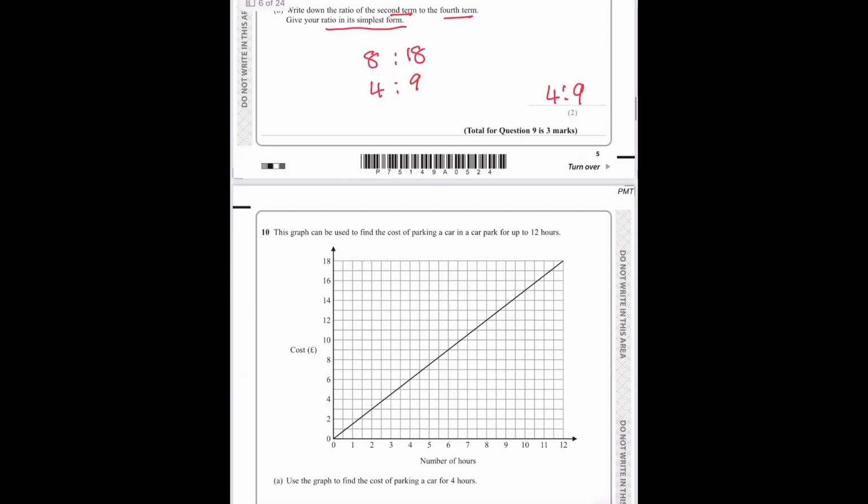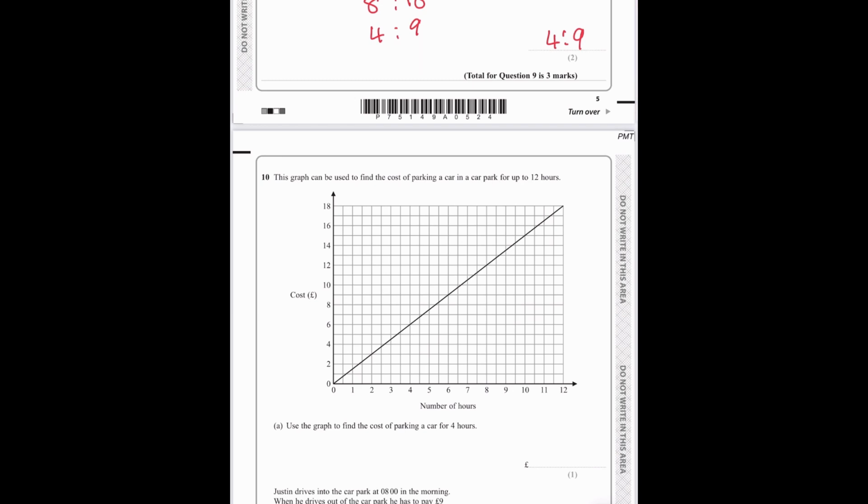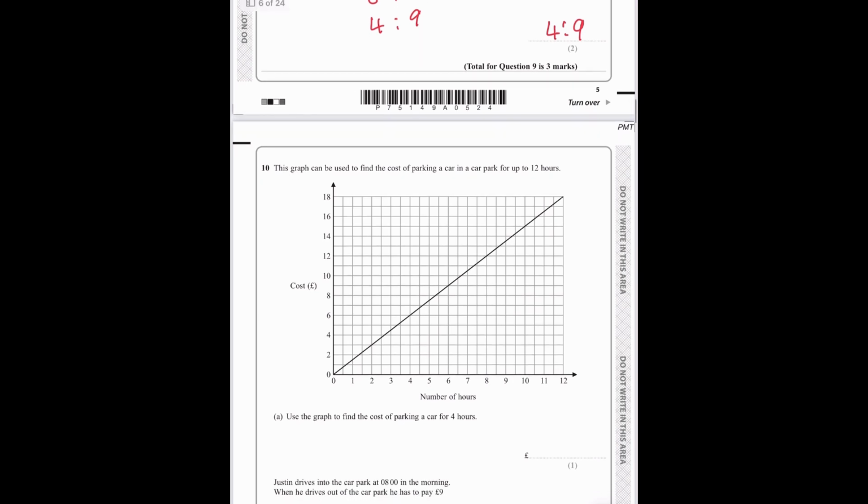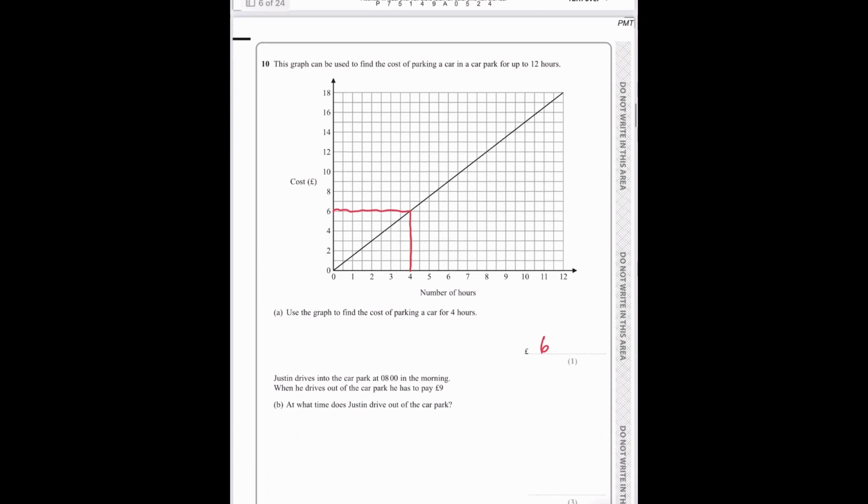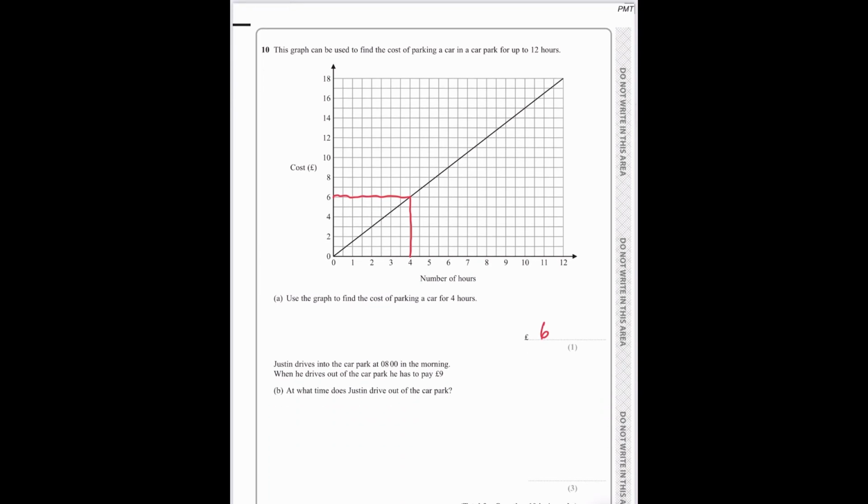The graph can be used to find the cost of parking a car in a car park for up to 12 hours. Use the graph to find the cost of parking a car for 4 hours. So if I take this up here and across, the cost is £6. Justin drives into the car park at 8 o'clock in the morning. When he drives out, he has to pay £9. So if he has paid £9, if we go across here, is 6 hours. So he arrived at 8 AM, he stayed for 6 hours, so that's 2 PM.